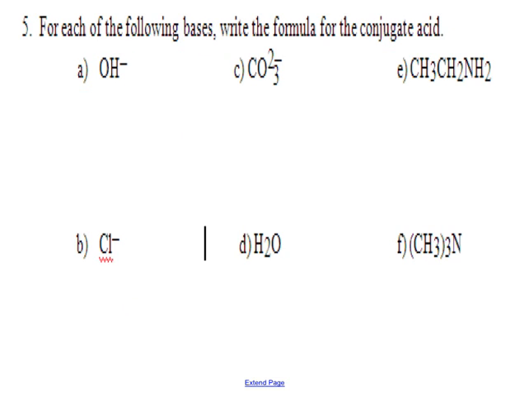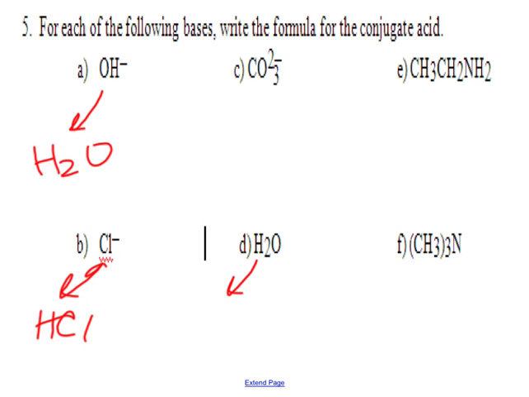Let's go to the next one. For the following bases, write the formula. What do bases do? Accept. So when OH minus accepts, we get H2O. When Cl minus accepts, we get HCl. When water accepts, we get... So that's the conjugate. Remember, conjugates only differ by 1 H. If they're acids, they'll donate them. If they're bases, they will take them in.